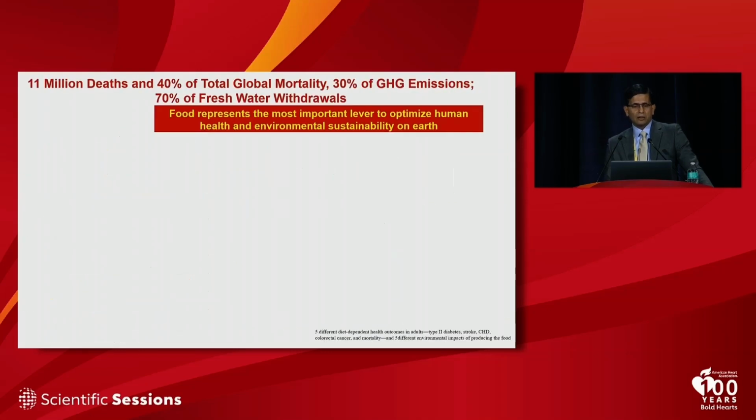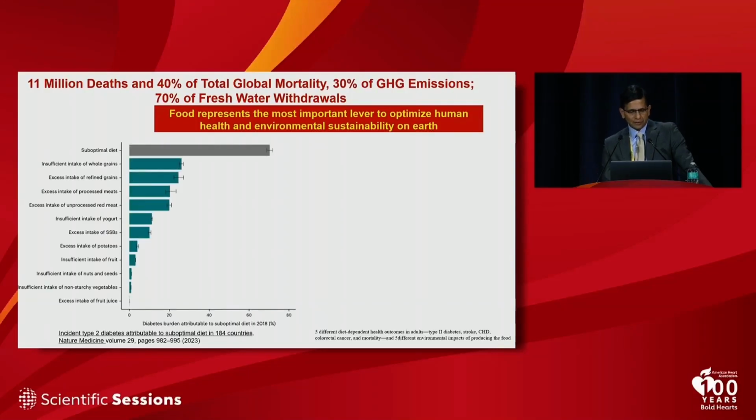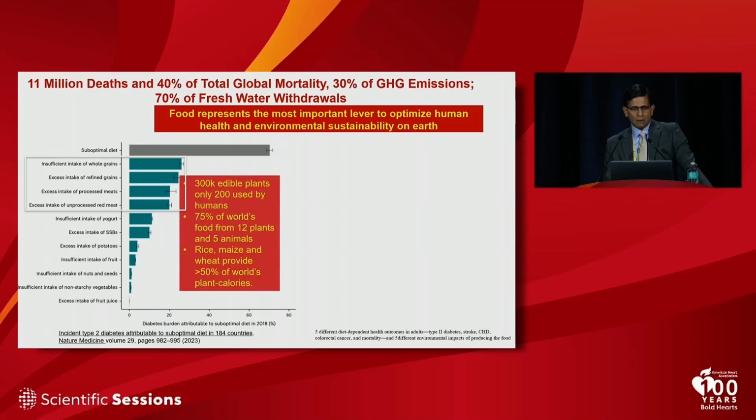I cannot do a talk on the exposome without acknowledging food exposures, which is arguably the most important lever to optimize health and environmental sustainability on the planet. And this is some work from Mozaffarian published in Nature Medicine not too long ago that shows 70% of all type 2 diabetes mellitus cases worldwide, 70% of these cases of type 2 diabetes are directly attributable to suboptimal diet.